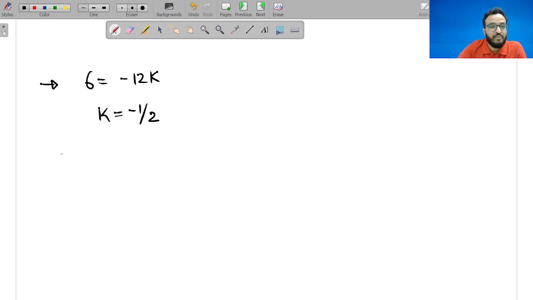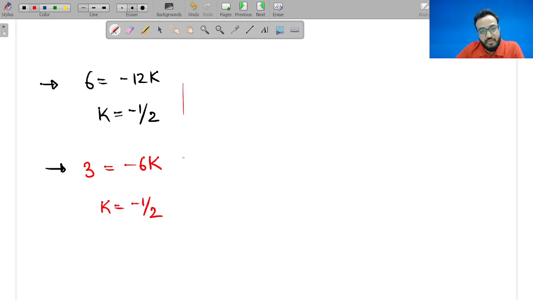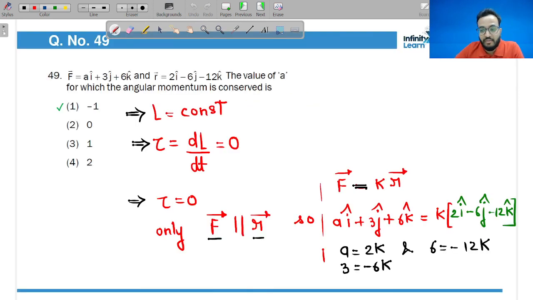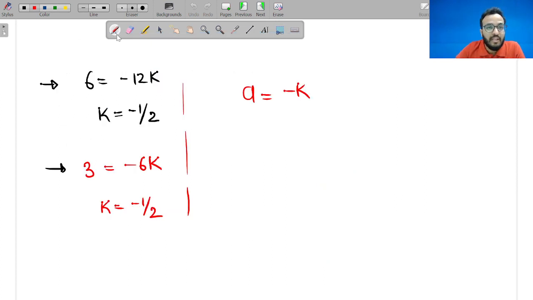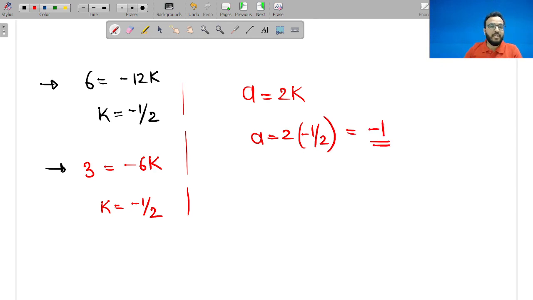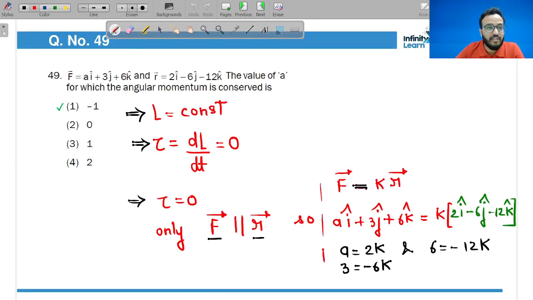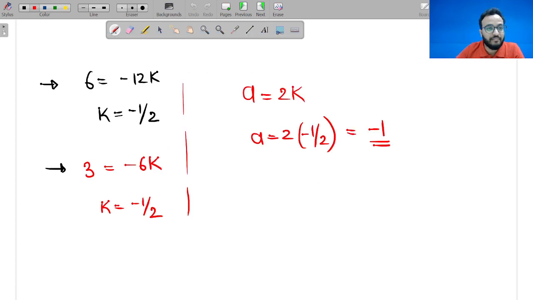Or we can also say it like this. 3 is equal to minus 6k. If 3 is equal to minus 6k, then also k comes out to be minus half. So we can use this: if a is equal to 2k, I'm so sorry, if a is equal to 2k, and k is minus half, then a becomes minus 1. Got it? So this is the right answer. These are two parallel vectors actually.